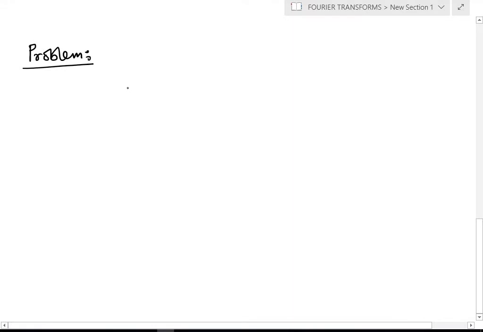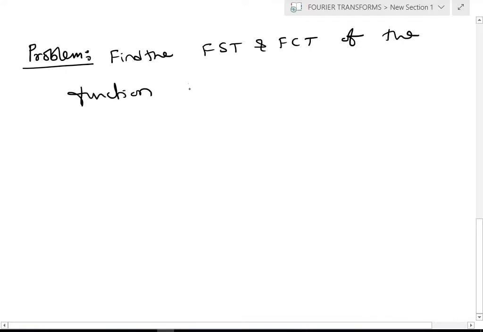Find the Fourier sine transformation and Fourier cosine transformation of the function f of x is equal to 2 into e power minus 5x plus 5 into e power minus 2x. This is the function. So we need to calculate the sine transformation and cosine transformation.